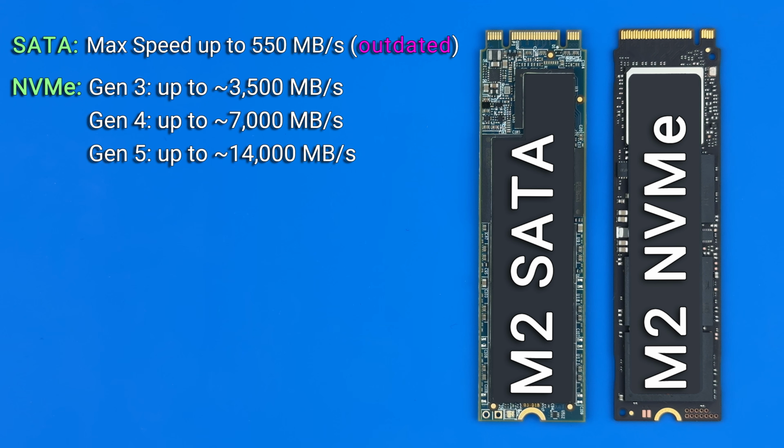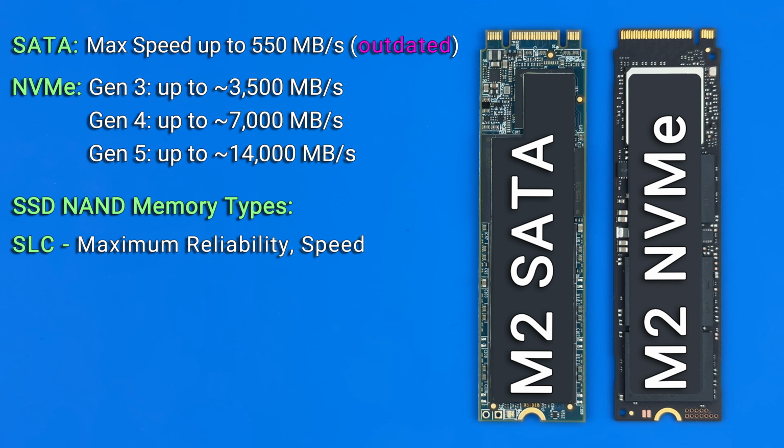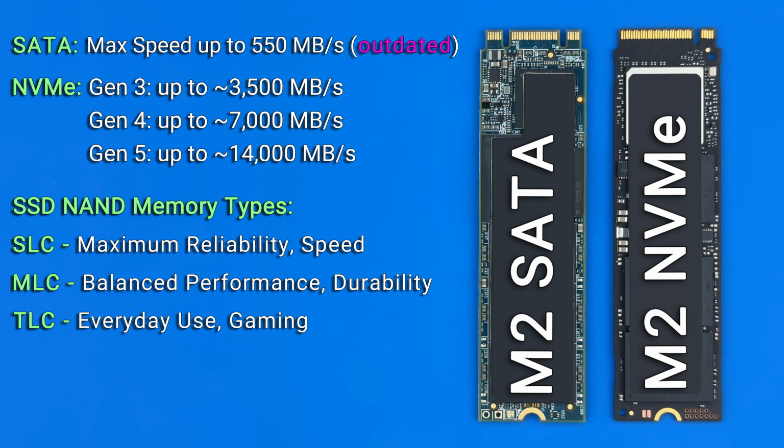The performance and durability of an M.2 SSD are determined by its memory type. SLC, best for maximum reliability and speed, ideal for enterprise tasks. MLC provides balanced performance and durability for prosumer workloads. TLC, a great choice for everyday users and gamers. QLC, budget-friendly, offering high-capacity storage where durability isn't critical.